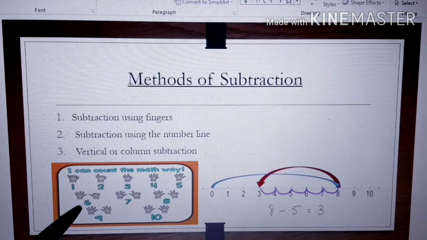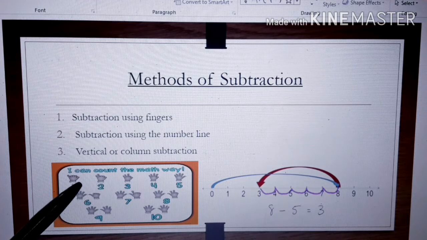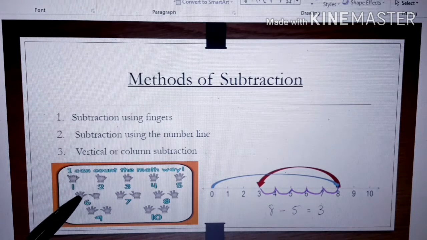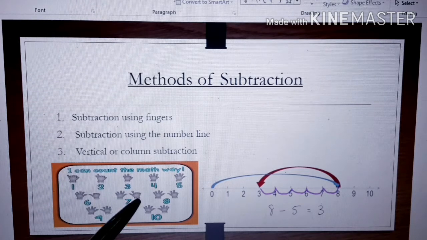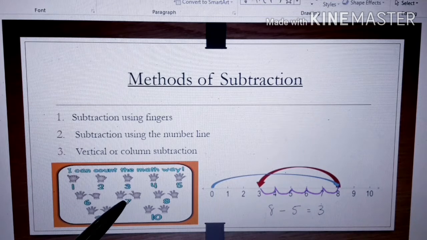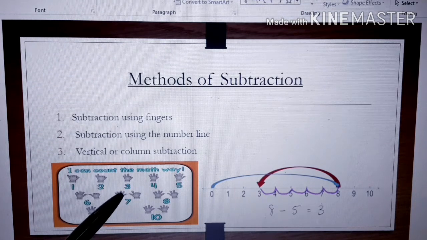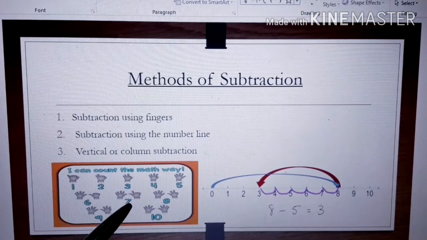Now, how to count 6 using your fingers, children? 6 is more than 5, right? That means you will open fingers of one hand, then one finger of the other hand. Then it makes 5 plus 1, 6. How will you count 7? Open 5 fingers of one hand and 2 fingers of the other. You will get 7. 5 plus 2 makes 7.